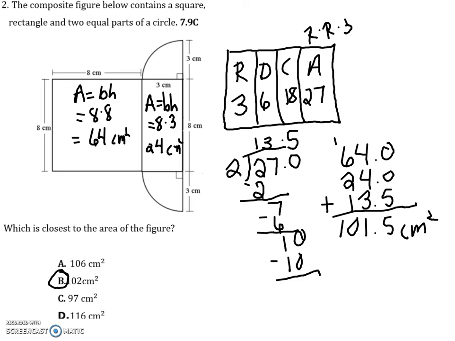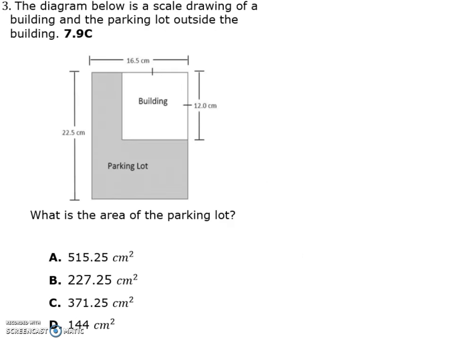All right, let's go to question number 3. The diagram below is a scale drawing of a building and the parking lot outside of the building. What is the area of the parking lot? All right, we are going to find the area of the large rectangle. So we have area equals base times height. We're going to do 22.5 times 16.5.